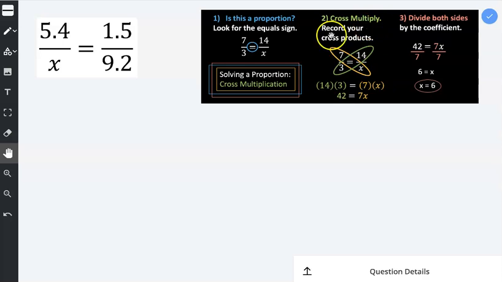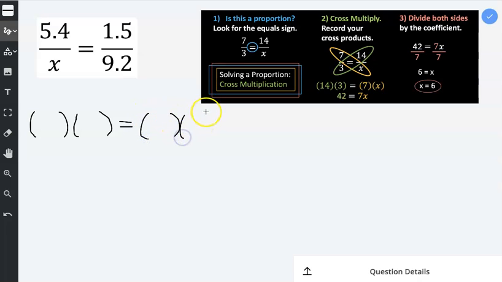So now that we've confirmed it's a proportion, we're ready to actually use the method. We're going to cross multiply or record the cross products. Remember that a product is the result of multiplying. Just like in the pictures, I'm going to draw in parentheses, a set on this side of the equal sign and a set on this side of the equal sign. I'm using parentheses because when there's nothing in between the parentheses, that means multiplication, when you see no symbol in between.